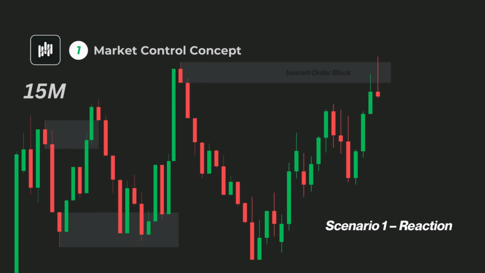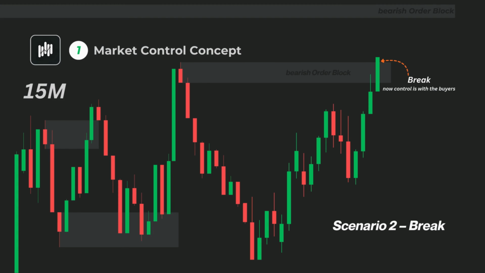Scenario 1. Reaction. If price reacts to the order block and does not close beyond it, control is with the sellers. Sellers remain in control until price reaches a bullish order block. In this room, we are only allowed to take sell trades. Scenario 2. Break. If price closes even 0.1 pip beyond the order block, control shifts to the buyers. Buyers remain in control until price reaches a bearish order block. In this room, we are only allowed to take buy trades.